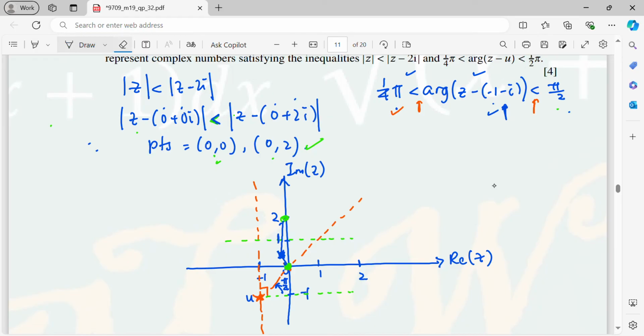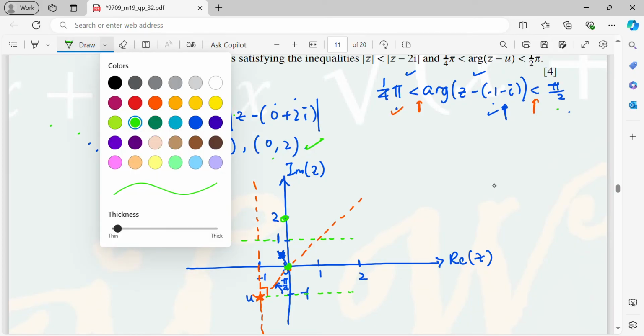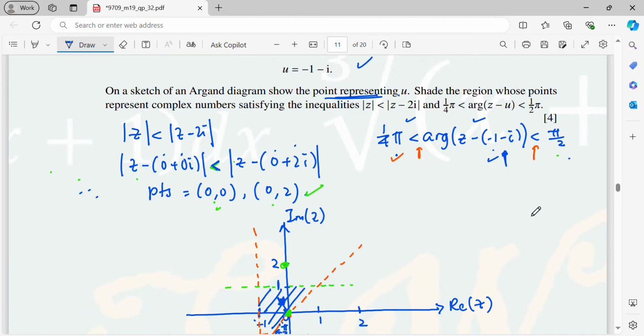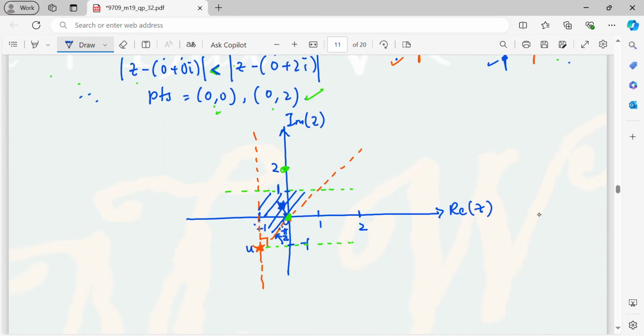Which means now I will have to combine these two conditions, which means it's bounded by these two orange lines and also the green line. So your region is over here. Okay, so done for the solution.